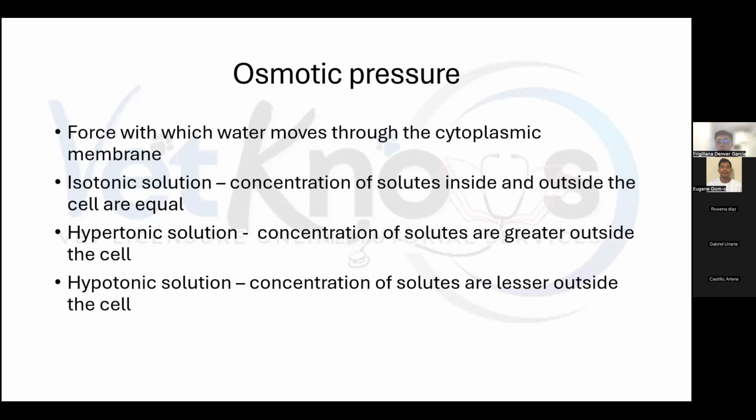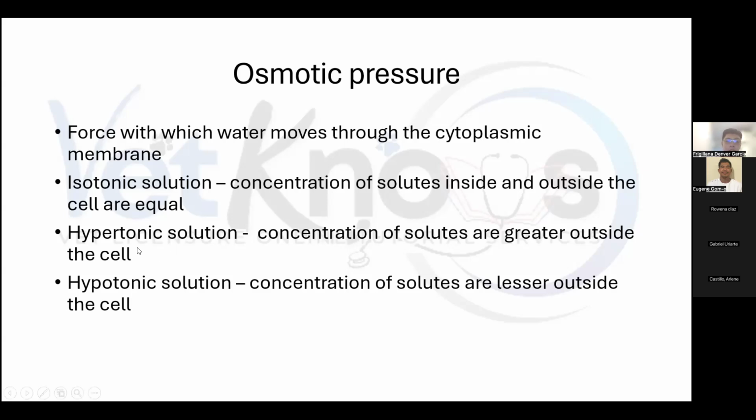Then hypertonic solution, where the concentration of solutes is greater outside the cell. So what happens if a bacterium is in a hypertonic solution, where solutes are higher outside? Of course, water will move out and this will lead to shrinking of the bacterial cell. What about a hypotonic solution, in which the concentration of solutes is greater inside the bacterial cell compared to outside? When that happens, water will move inside the cell and this will cause the bacterial cell to burst.